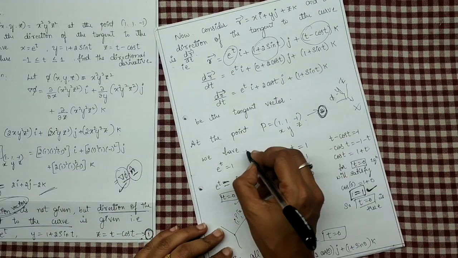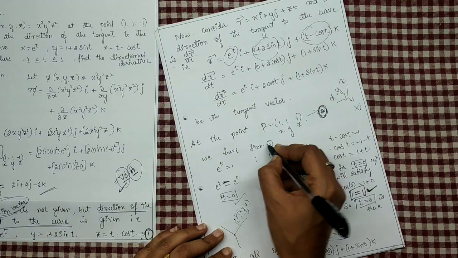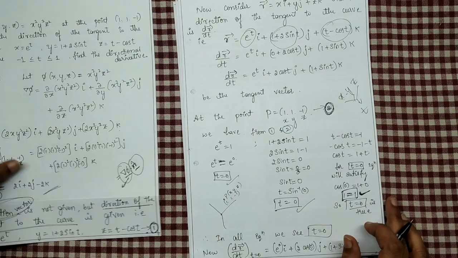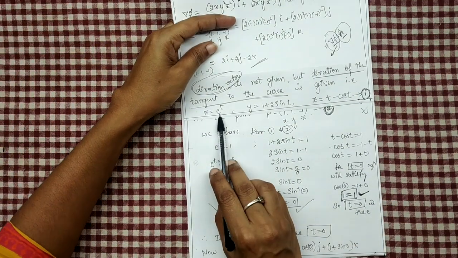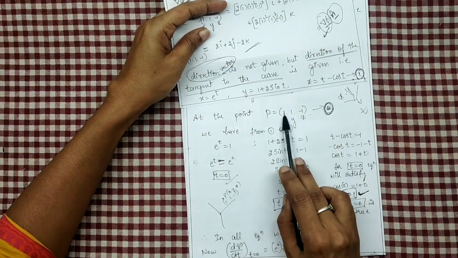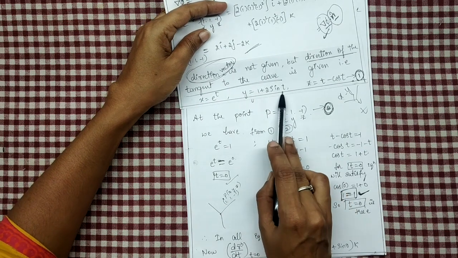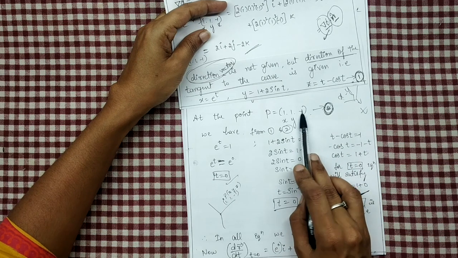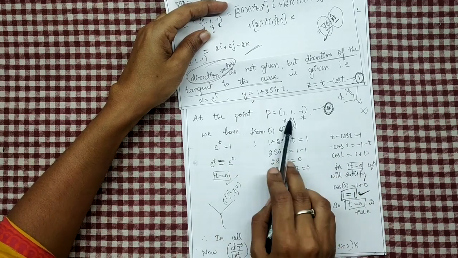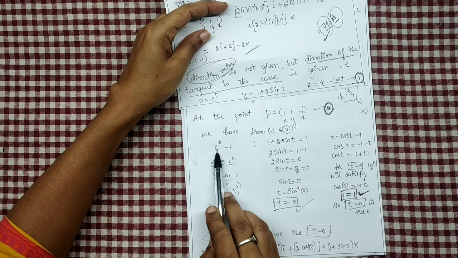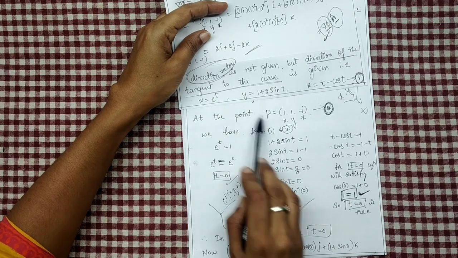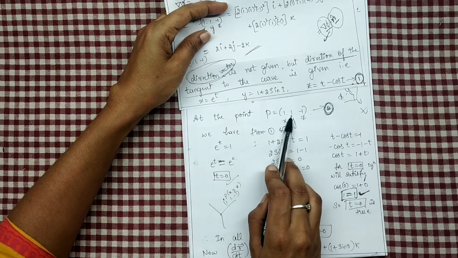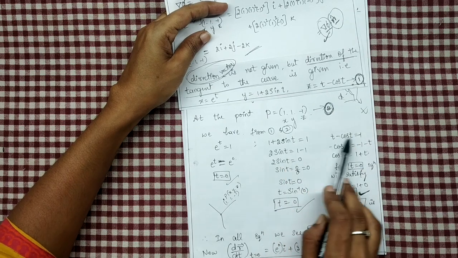From equation 1 and 2. So what is equation 1? Equation 1 is x is equal to e^t, but here x is equal to 1. Now y is equal to 1 plus 2 sin t, y is equal to 1. z is equal to t minus cos t, z is equal to minus 1. So I can equate these points with these curves. So what I will get, e^t is equal to 1, 1 plus 2 sin t is equal to 1, t minus cos t is equal to minus 1.